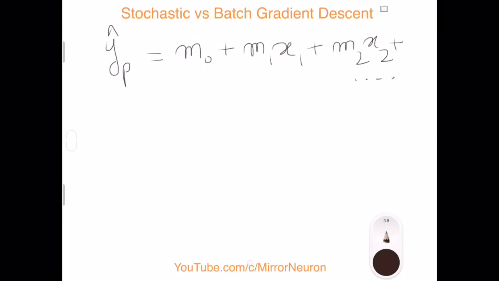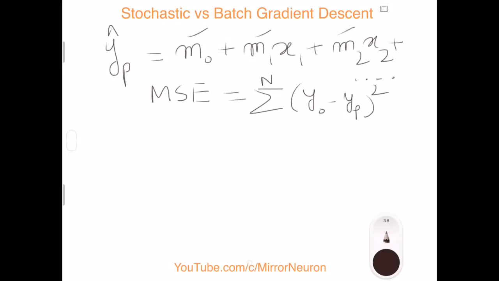And also we have another thing called the loss function, which for the time being we'll use as mean squared error, which is nothing but the summation over all the records that you have of your y original value minus your y predicted value, whole square. Okay, now in order to find the best model parameters, your model parameters are your m1, m0, m2, and so on.